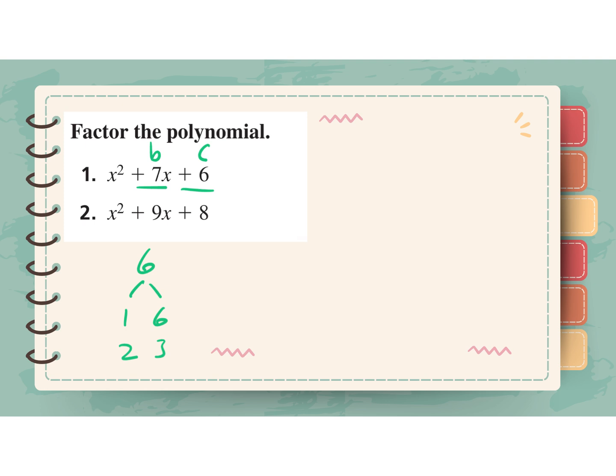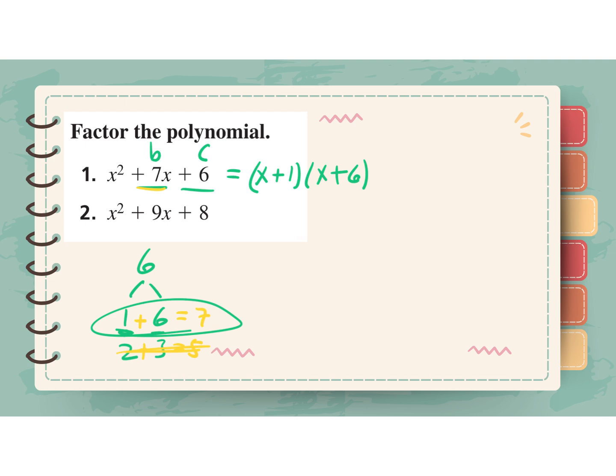Now if I were to add them, 1 plus 6 gets me 7, 2 plus 3 gets you 5. Well, I know that my middle term is b. I don't want the 2 and 3 that gets you 5. I want the 1 and the 6 that gets you 7. So now once you have these numbers, 1 and 6, all you have to do is write it as a product of factors: x plus 1, x plus 6. All right, and that's all you have to do. This is your answer.